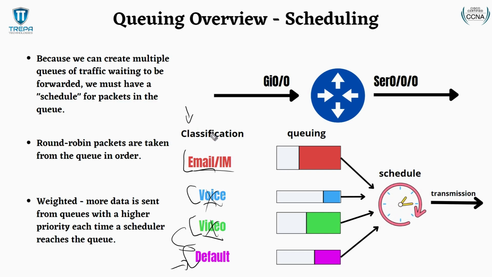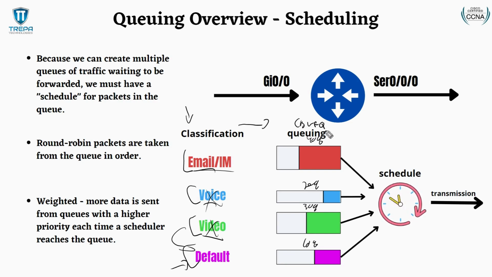First, we classify. We could do this with some markings if we want. Then we tell it how we want it to be queued. So we say, okay, look, if you're the email class, we want to give you, let's say, 40% of the queue. Voice, we want to give you 20% of the queue. Video, 30%. And then default, you get the rest, which would be 10%. Whatever the case may be, right?